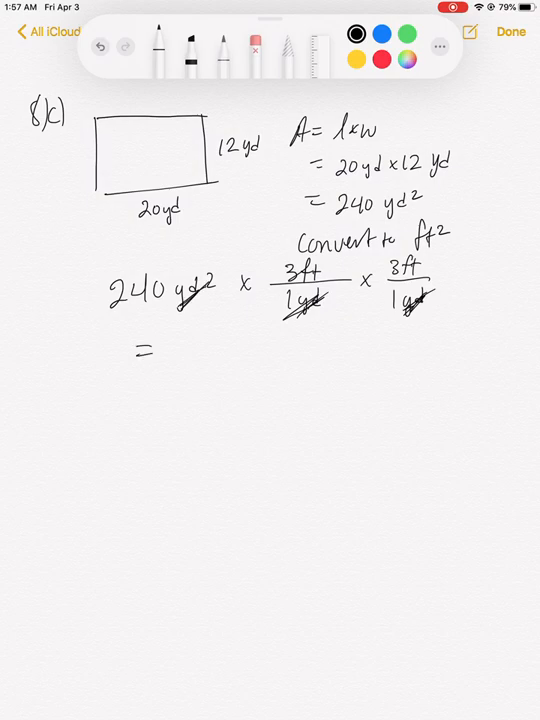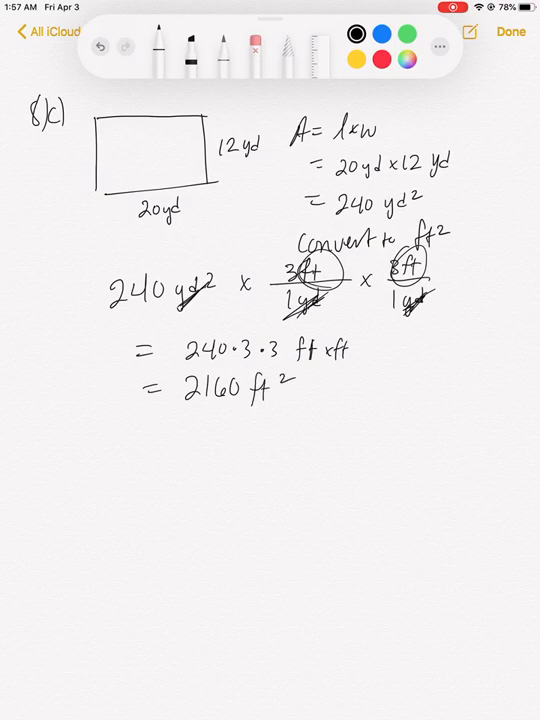Okay, and when we've set that equal to something, we're going to do 240 times 3 times 3, and then my units that are left are these feet right here, feet times feet. And when we do that, on my calculator I put 2,160 feet squared, since I'm changing from yards to feet squared.